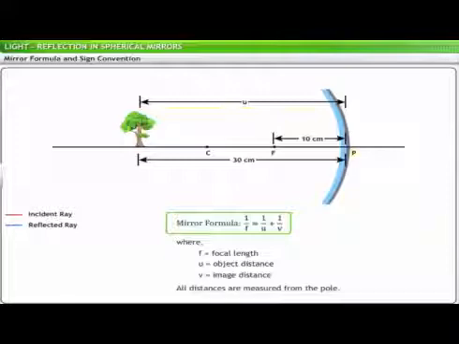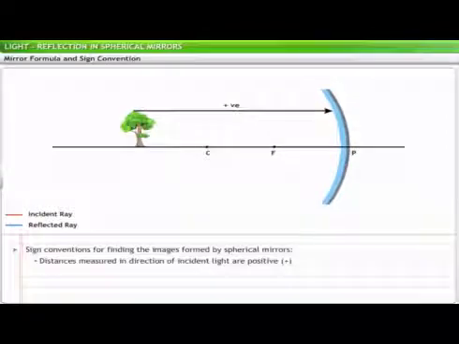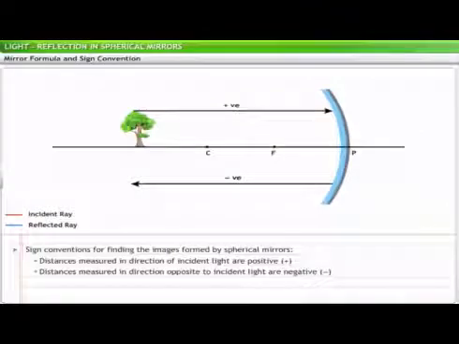All distances are measured from the pole. The distances measured in the direction of the incident light are taken as positive. The distances measured in the direction opposite to that of the incident light are taken as negative.